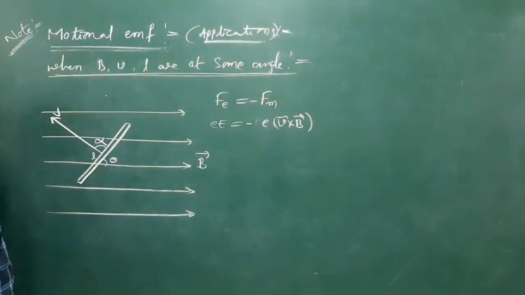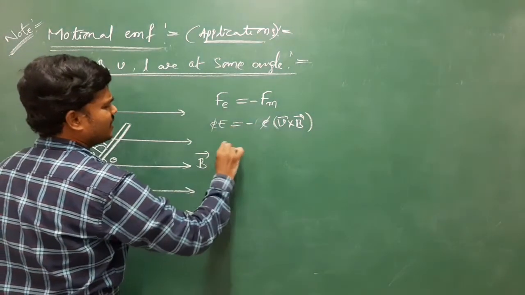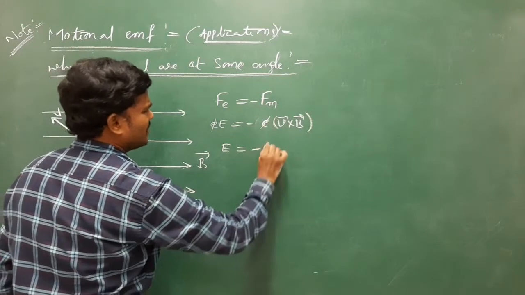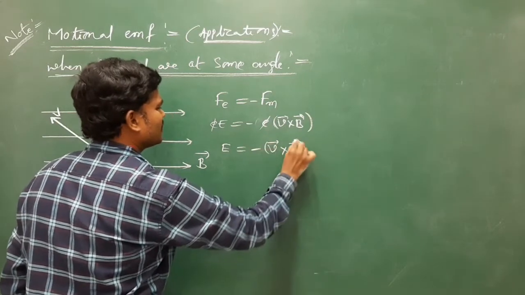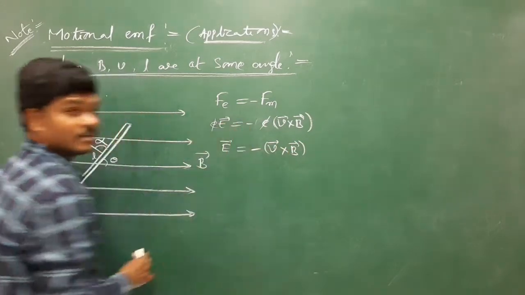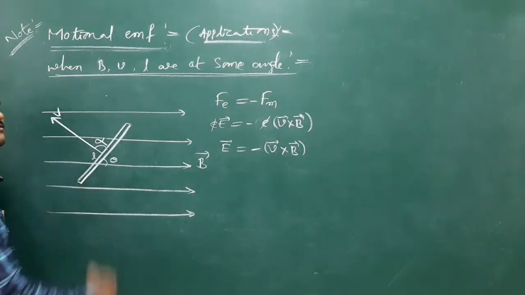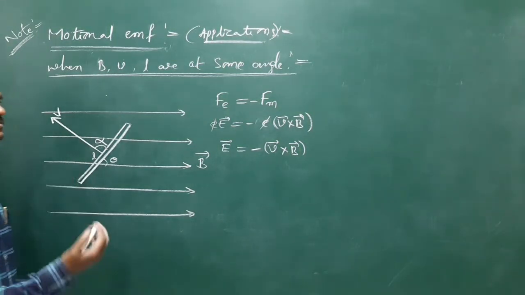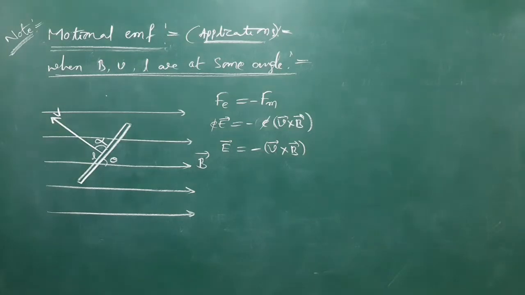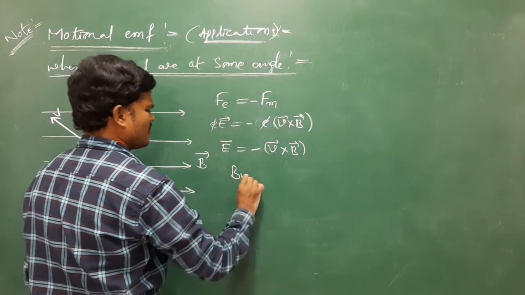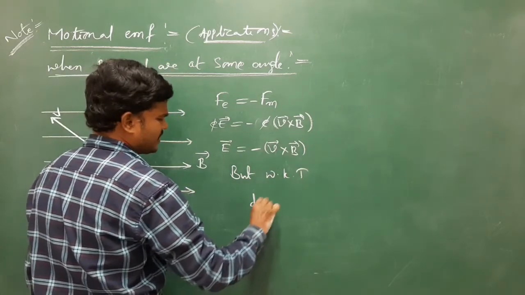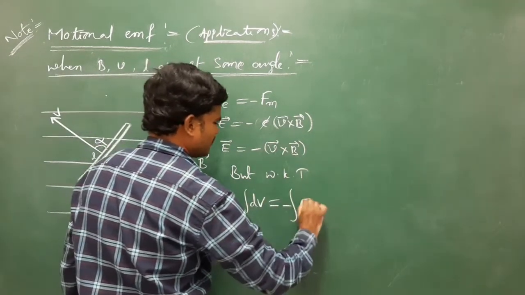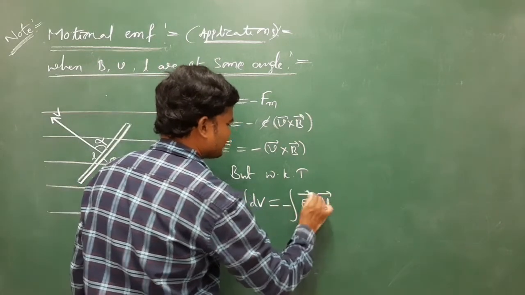There is an angle between V and B. The angle between V and B is theta plus alpha. So I got electric field E equals minus V bar cross B bar. In vector representation I am writing. So we have E, but we know integration of dV, we can write it as integration of E dot dl.